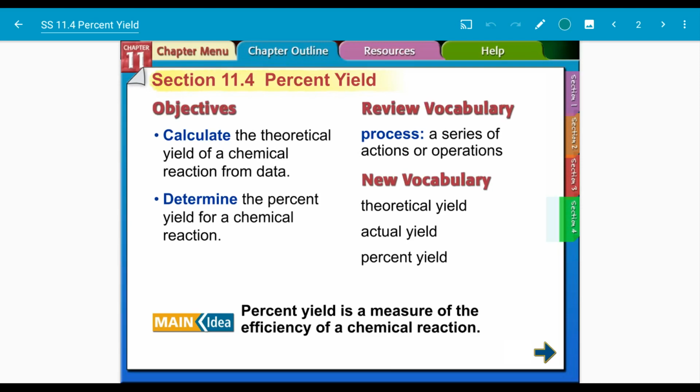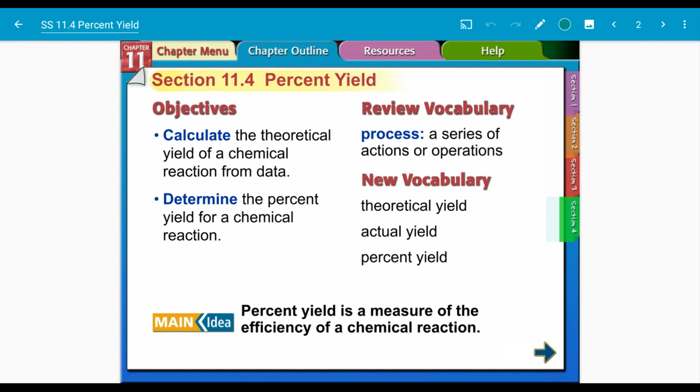This is section 11.4, percent yield. In this video, we'll be going over problem number 1. So this brings us basically to the conclusion of chapter 11. And the last part is just the percent yield.